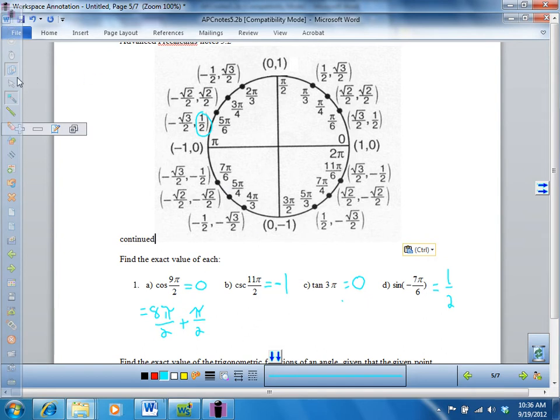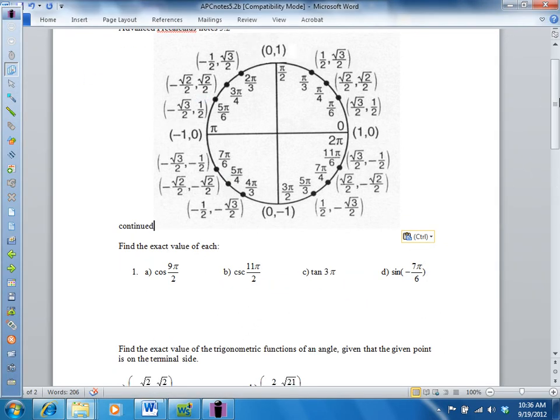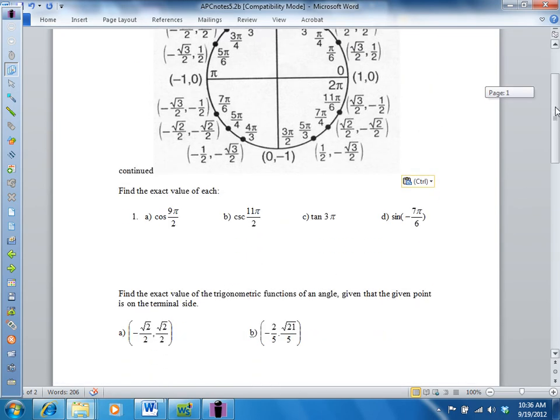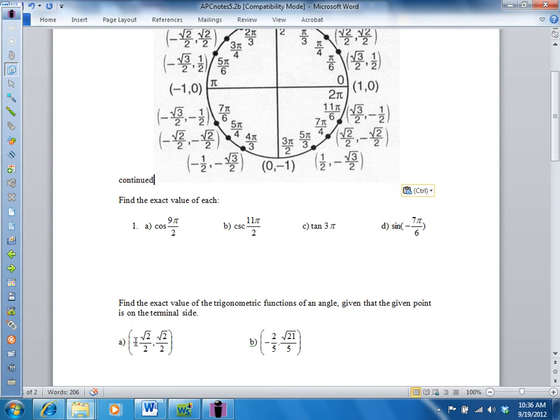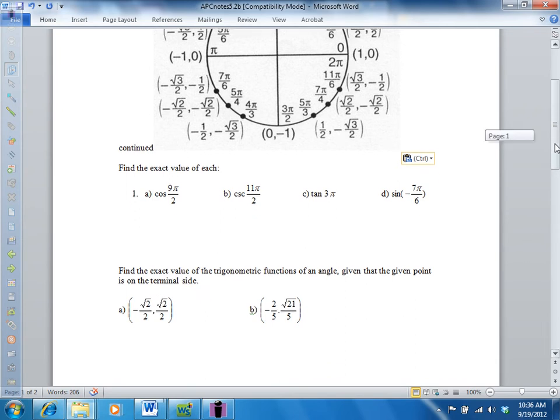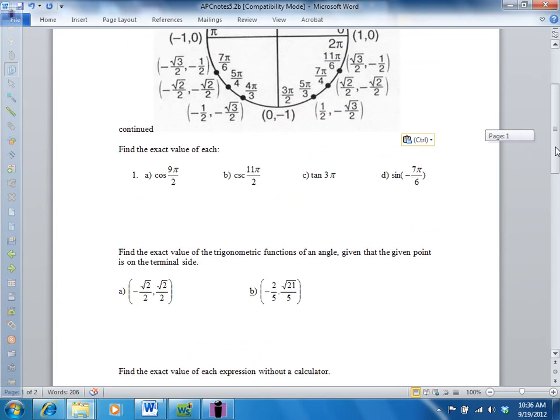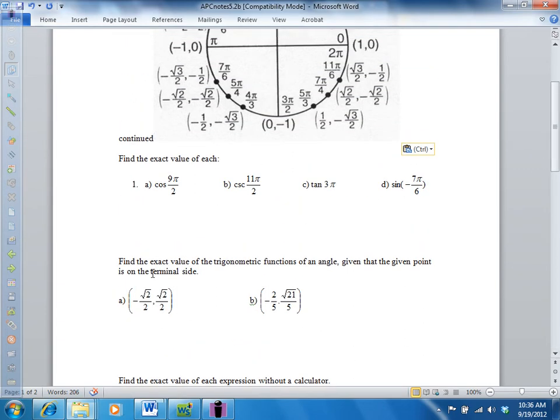Okay. Moving on. This is just find the exact value of an angle given the given point on the terminal side. So with this one, find the exact value of the trigonometric functions. Well, that's a pain in the neck. But we're going to do it.